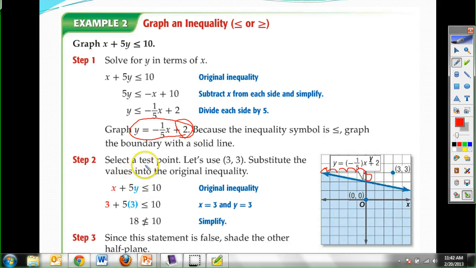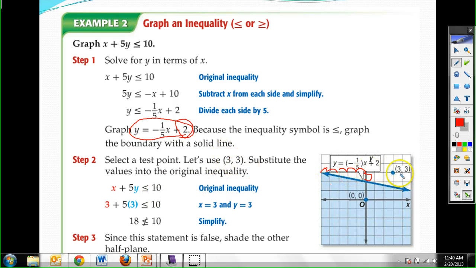All right, so second part, you're going to do a test point. When you have a point, usually you want to use 0, 0. So when you have 0, 0, substitute x and y with 0 and 0. So here we go. They used the original equation. They put 0 plus 5 times 0 will be, of course, 0. So 0, 0 is less or equal to 10. So you know that the part that's including the 0, 0 is the part that's going to be shaded. In the textbook, they use 3, 3.